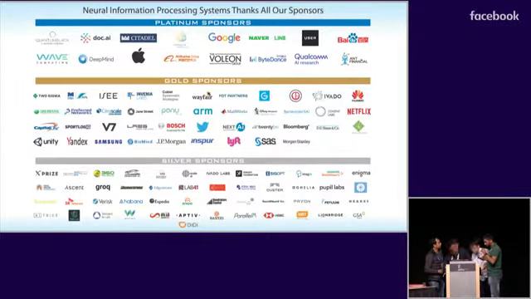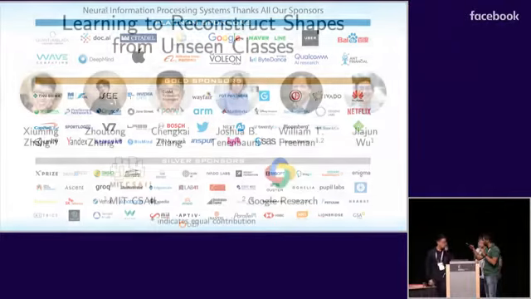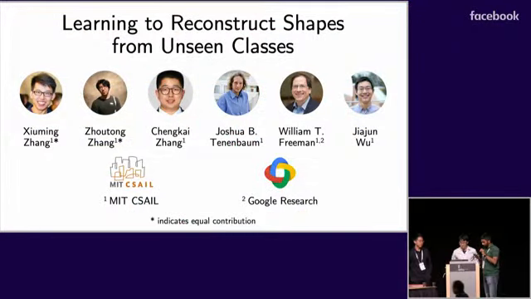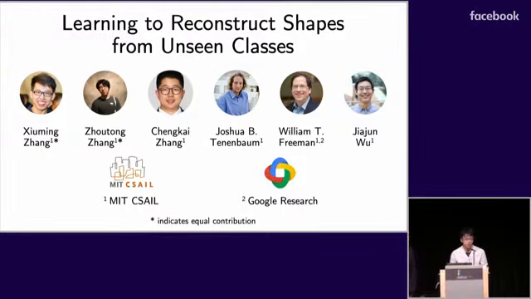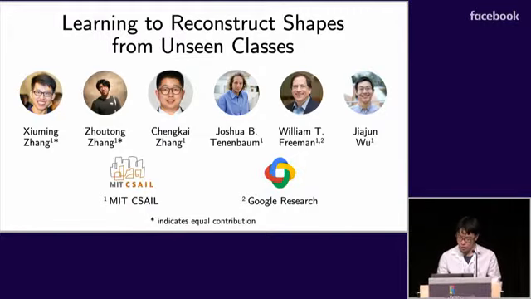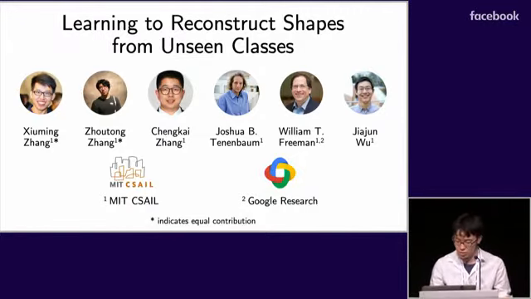Our second oral talk of the day is going to be about learning to reconstruct shapes from unseen classes. Okay. And this is going to be jointly presented by Jiutong Zhang and Xiuming Zhang. And Jiutong will go first. Thanks. Good afternoon, everyone. We would like to introduce our work on learning to reconstruct shapes from unseen classes. This is a joint work with Xiuming, Chunkai, Josh, Bill, and Jiajun.